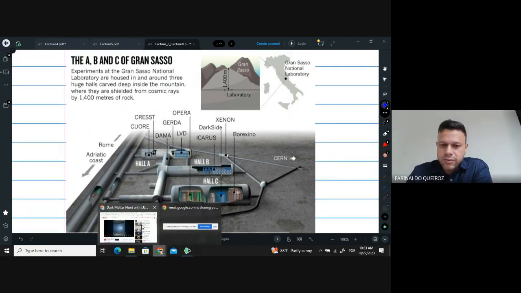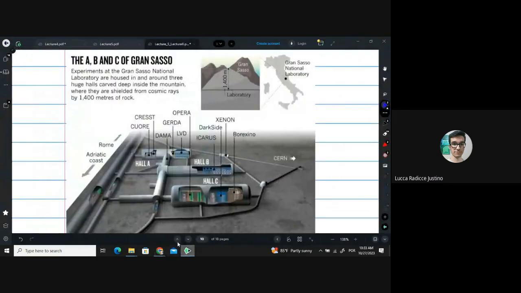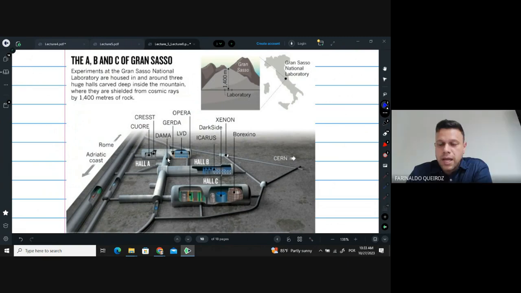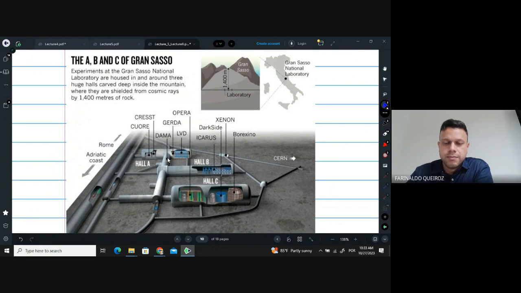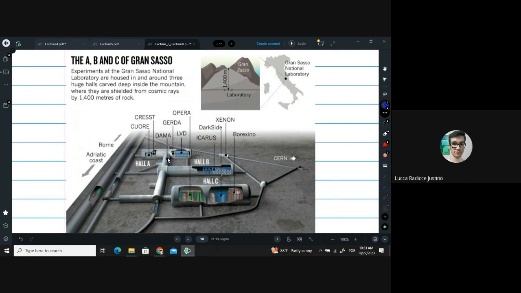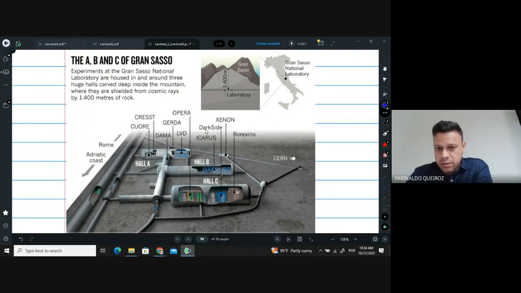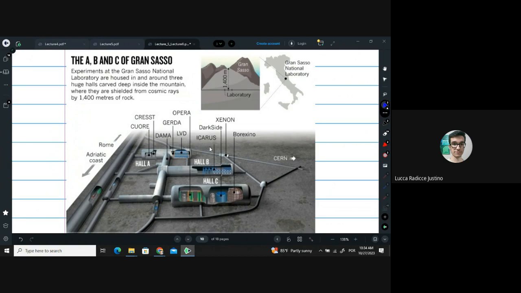Okay, does anyone have a question? Is DAMA a direct detection experiment which measured a signal? They measured modulation. Modulation, yes. But it's different from the other experiment you talked about, I think. Which one? DarkSide? No, the other, that also found a signal.